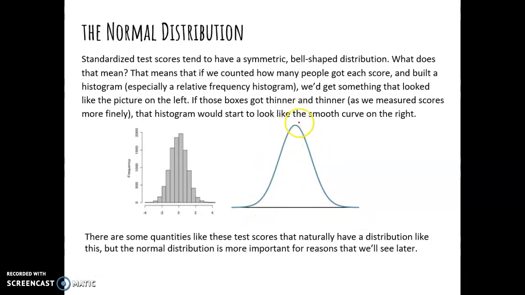So this curve is referred to as a bell-shaped curve. It is also referred to as a symmetric distribution, and it is also referred to as a normal distribution. So in this video, we're going to talk about other distributions that are like this, that are the normal distribution.